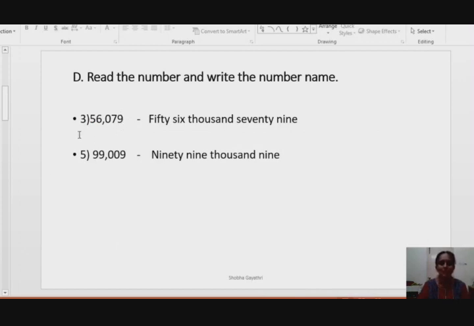Here the number is given. If there is no comma in the given number, you have to insert the comma first to read the number. Go to the rightmost digit. After 3 digits, insert comma, then read the number. Then write the number name. 56,000, it is 56,000, and there is 0 in hundreds place, so don't mention anything. Write 79. Fifth question is 99,009. Write 99,000. Then hundreds place and tens place are 0. Write 9 in ones place.